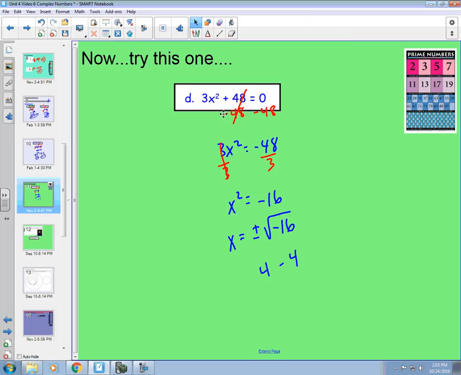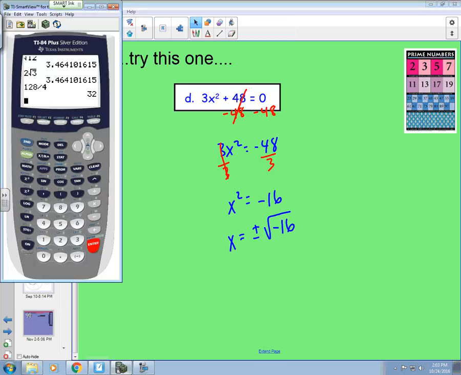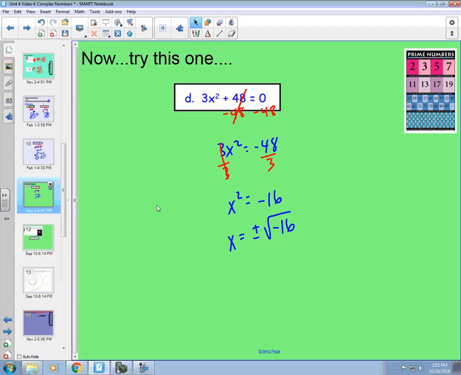Ooh, hold on. Let's go to our calculator. Can we do the square root of negative 16? Can you do square roots of negative numbers? Ooh, nope. You get a non-real answer. The reason is that you can't do square roots of negatives because there's no number that multiplies by itself to equal negative 16, at least as far as you've worked with, there isn't.